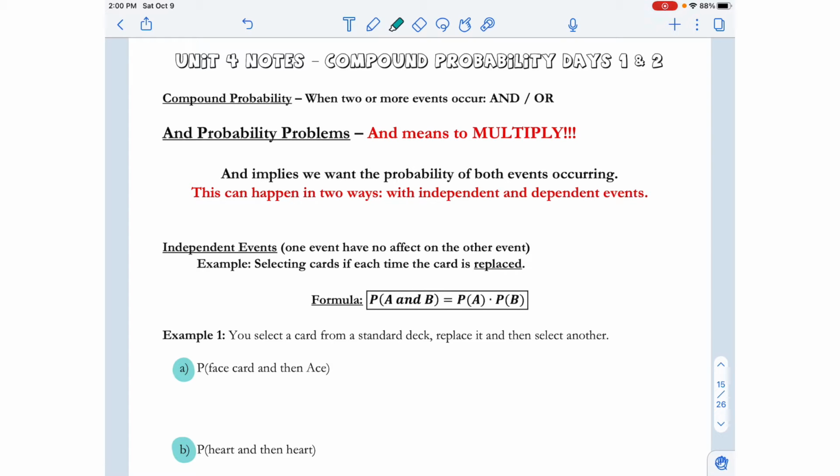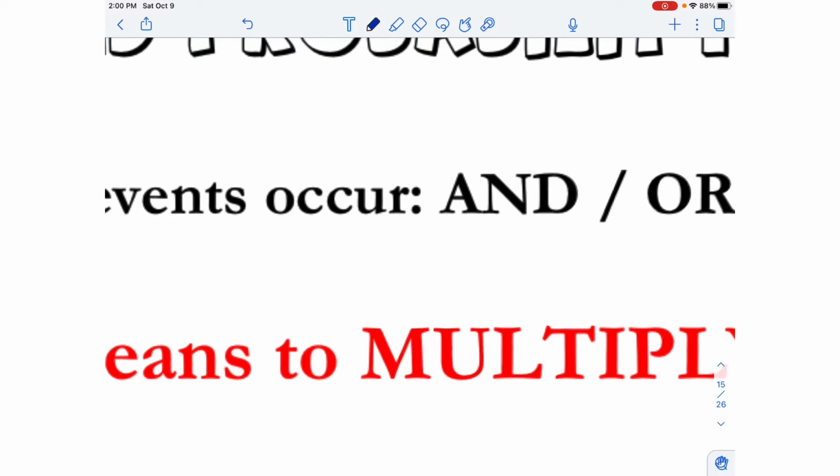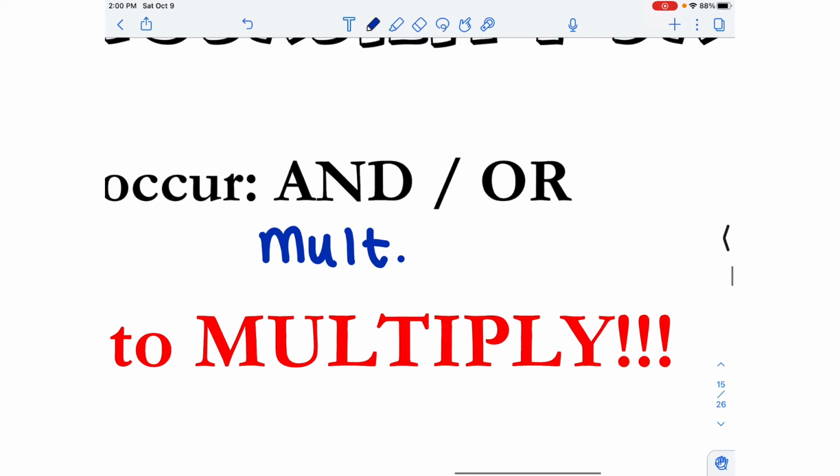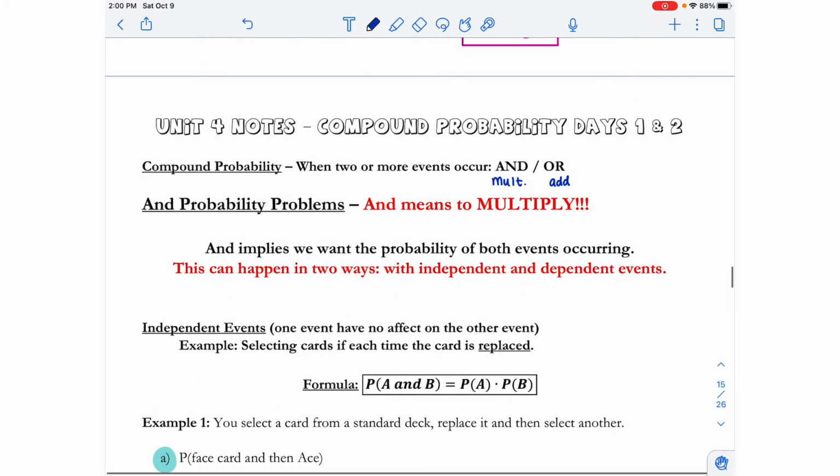And we've already talked a little bit about the words and and or in this unit. The word and means to multiply, and that's going to be true for this section as well. And the word or means to add. And I said that right below this as well. So, and probability problems is what we're going to start with, and means to multiply. So, and implies we want both events to occur, not either or.